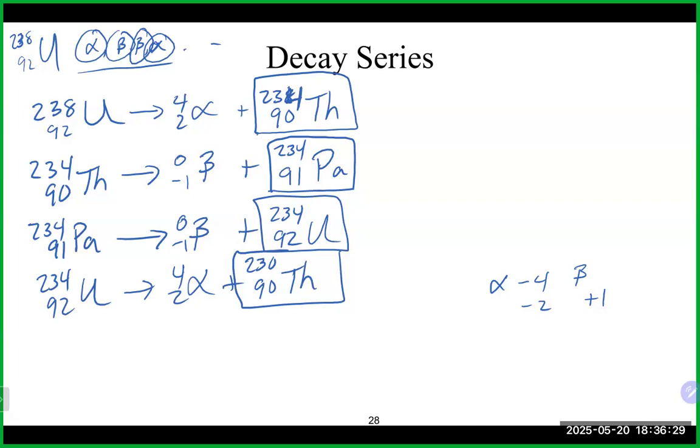So if you want to do a decay series and you want to know, again, what you get after each step, you basically just balance your nuclear equations like we did previously. And whatever you produce on the first step becomes the starting point on the second and so forth.